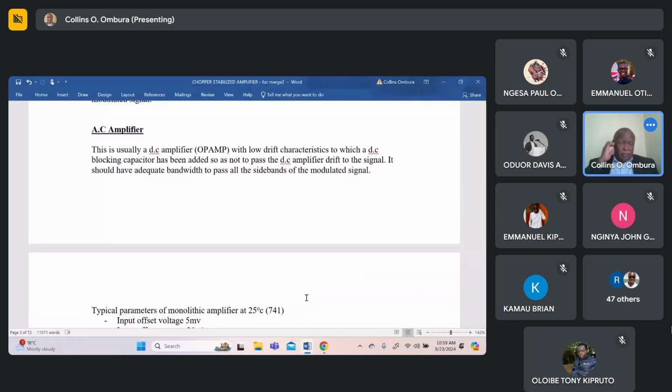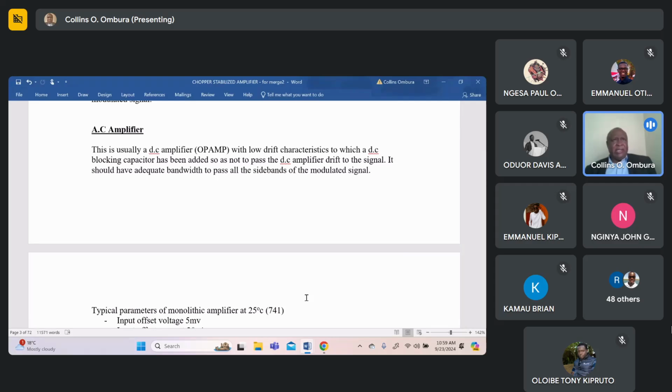And let's continue. The next part of our chopper stabilized amplifier is the AC amplifier. It's called the AC amplifier because it's only supposed to amplify AC. This AC amplifier is made by using a capacitor in series with the best low noise instrumentation amplifier that is available, and of course that you can afford.